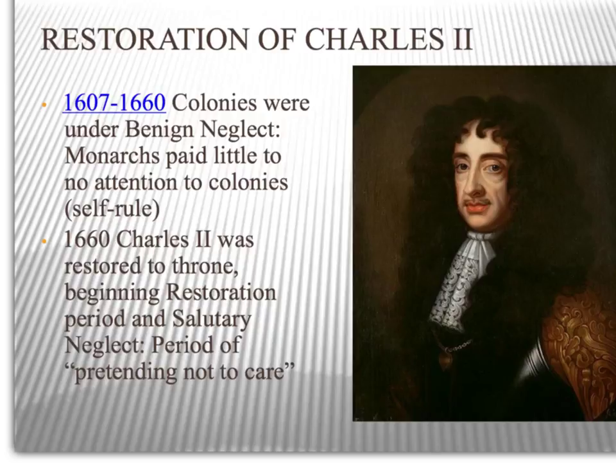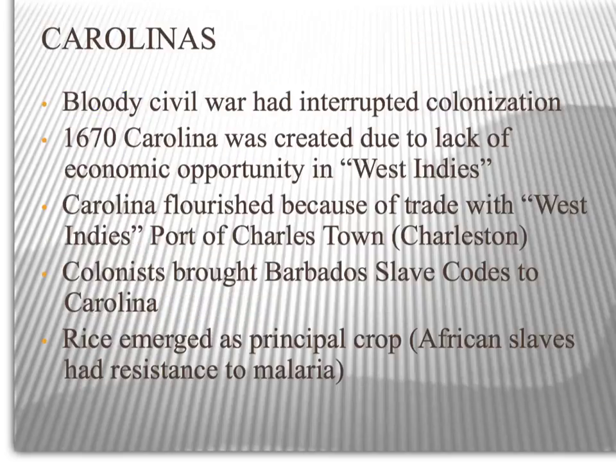However, in 1660, the son of Charles I was restored to the throne. This begins what is known as the Restoration period, and also a period of salutary neglect. So we'll think of it more as a period where they pretended not to care. And we'll talk more about that too. Then one of the things that happened is that during this time, the Civil War had interrupted colonization. So in 1670, Carolina was created due to the lack of economic opportunity in the West Indies.